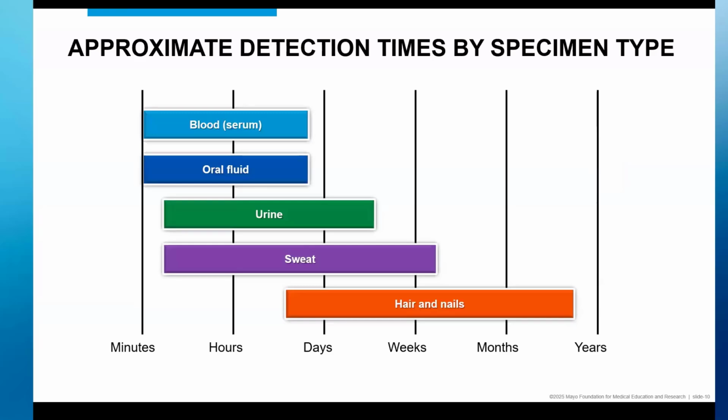In this graph, we see a summation of the different matrices, serum and oral fluid having similar windows of detection. So in these two matrices, we typically see drugs that are taken within the past 24 up to 48 hours, depending on the drug. Urine, again, has that bigger or broader detection window where it can be several days, even up to some weeks, depending on the half-life of the drug. And then we have alternative testing, which we don't commonly see for controlled substance monitoring, like sweat, hair, or nails, which can give, again, even longer windows of detection.